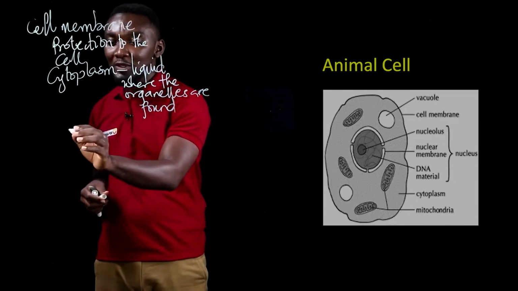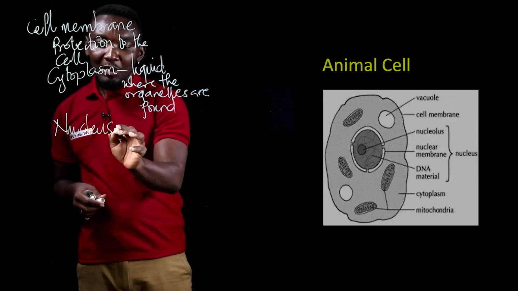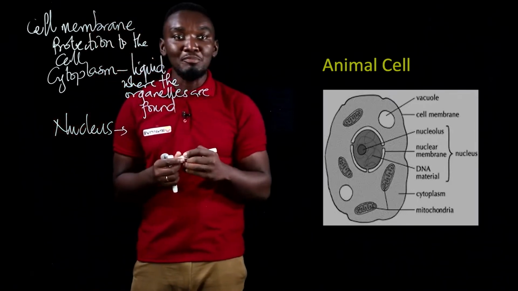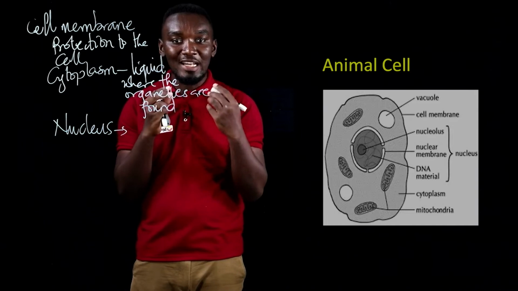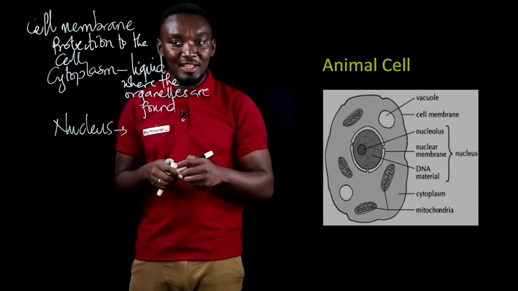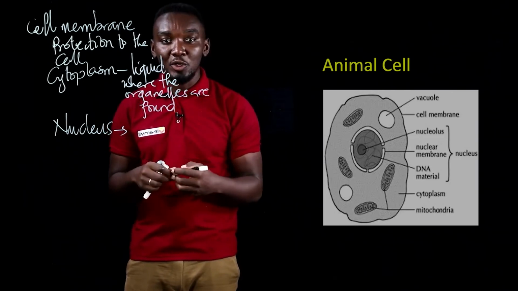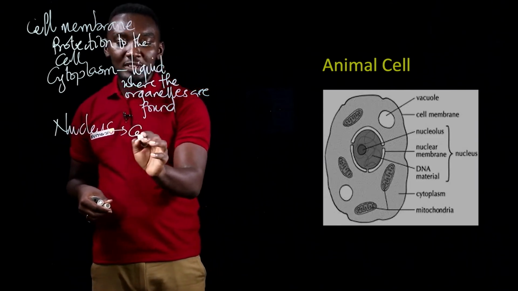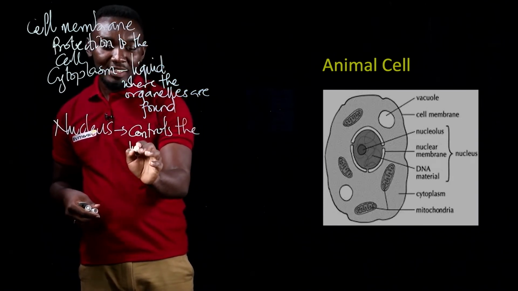One of them we will look at is the nucleus. Now, we can liken the nucleus to the brain of the cell. So what does the brain do for us? Our brain helps to coordinate all our activities. If we walk, if we eat, if we talk. In the same way, the nucleus controls the life activities of the cell.